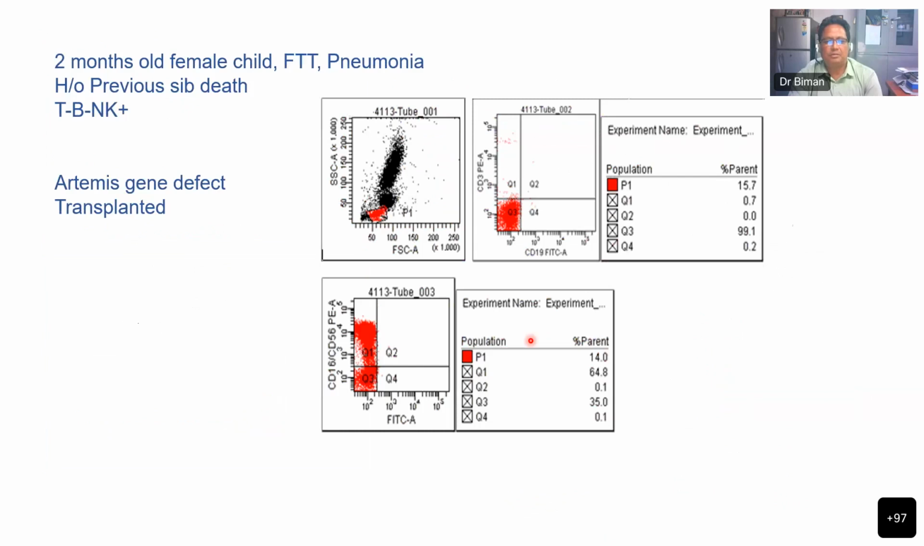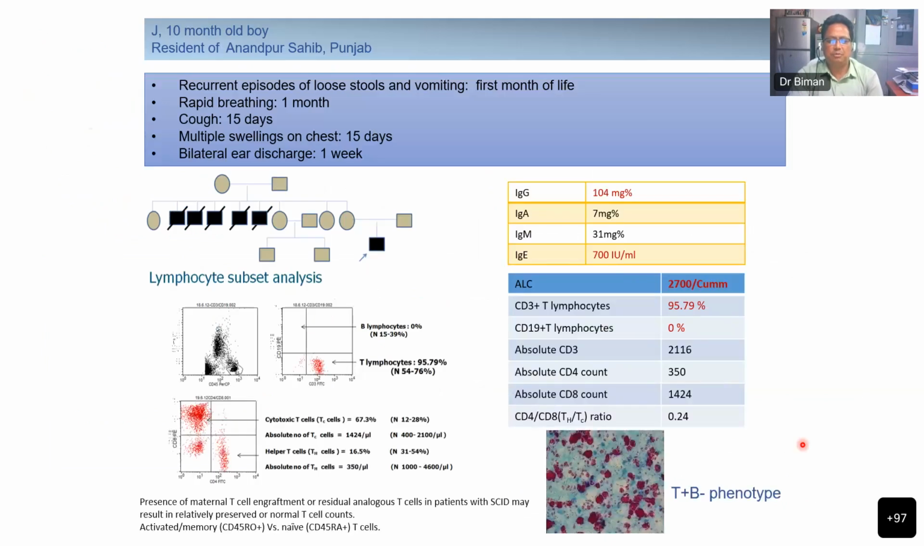Another case, you can again see no T cells, no B cells, but the NK cells, almost all the lymphocytes are NK cells here. So this was again an Artemis gene defect, with a patient presenting with severe combined immunodeficiency.